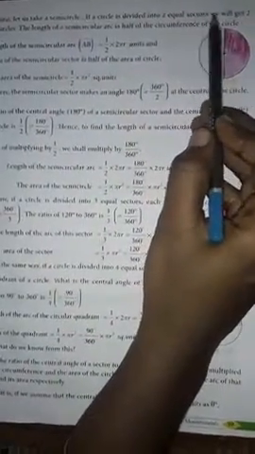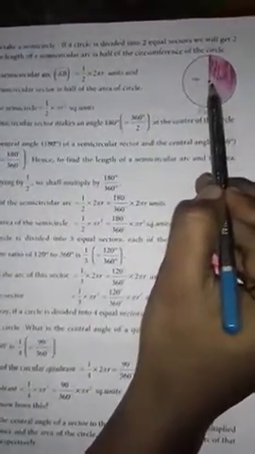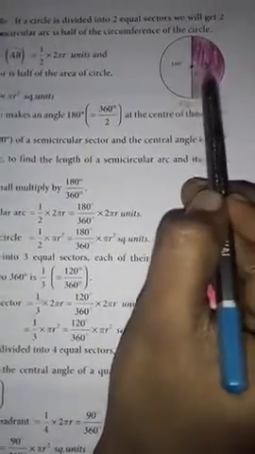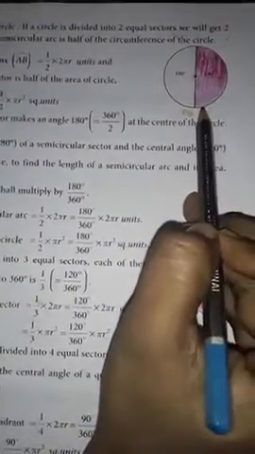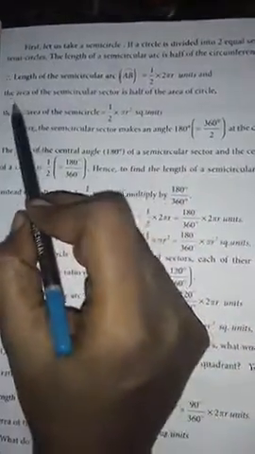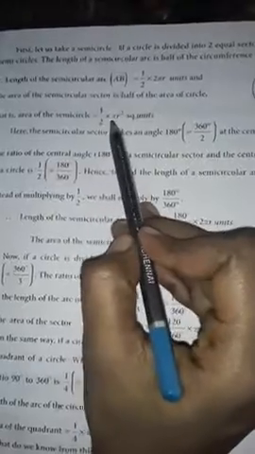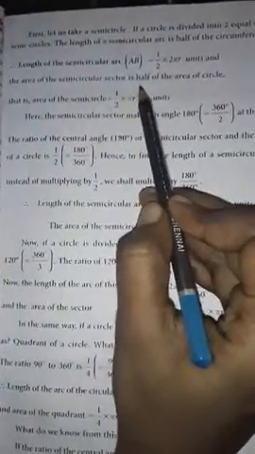First, let us take a semicircle. If a circle is divided into two equal sectors, we will get two semicircles. That is, the circle is divided into two parts. The length of the semicircle arc is half of the circumference of the circle. We know that circumference of the circle equals 2 pi r. Then the length of the semicircle arc is half of 2 pi r. In the same way, area of a semicircular sector is half of area of a circle, that is, half of pi r square.